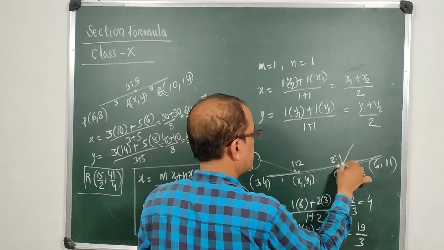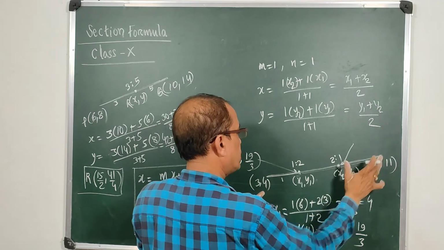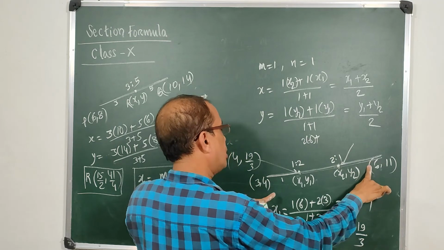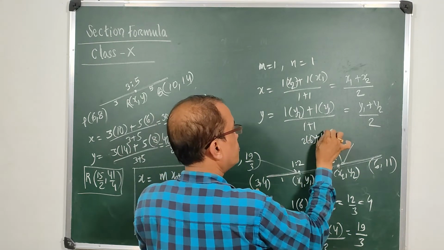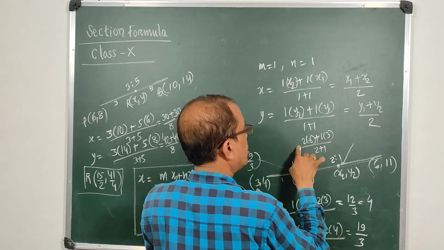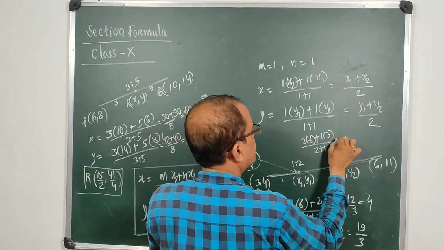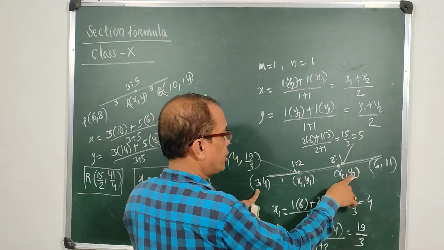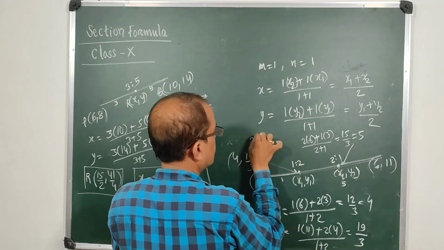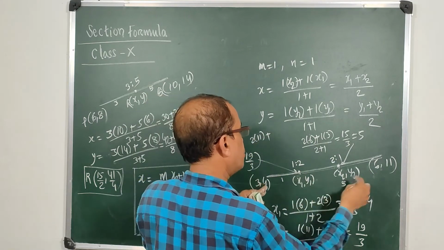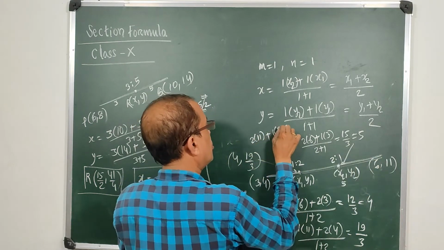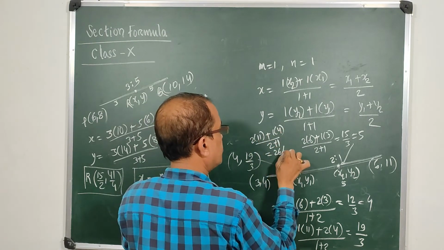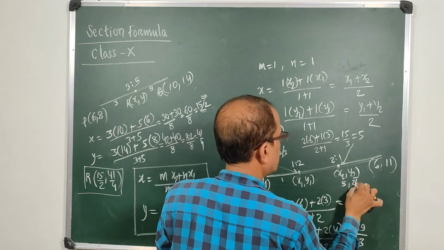Similarly, you can also find this. You take 2 this side and 1 that side. So 2 into 6 plus 1 into 3 by 2 plus 1. You get 12 plus 3 by 3, 15 by 3, which is equal to 5. So this point is 5. And what is y2? 2 into 11 plus 1 into 4 by 2 plus 1. So 22 plus 4, 26 by 3. So this point is 26 by 3.